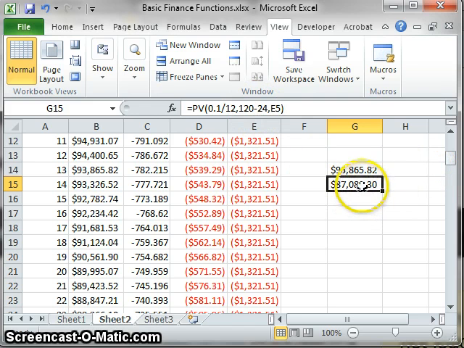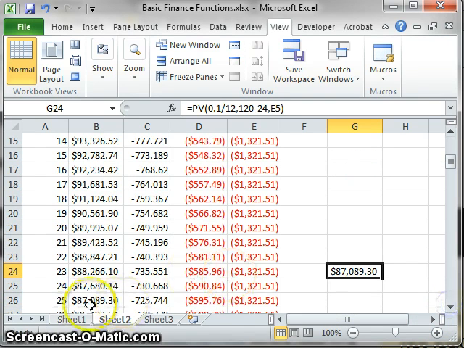And if we'll just grab this guy and pull it down here so we can put it right next to our 25th payment, we can see here 87,089 is the balance at the beginning before we've made our 25th payment. So it all matches up.